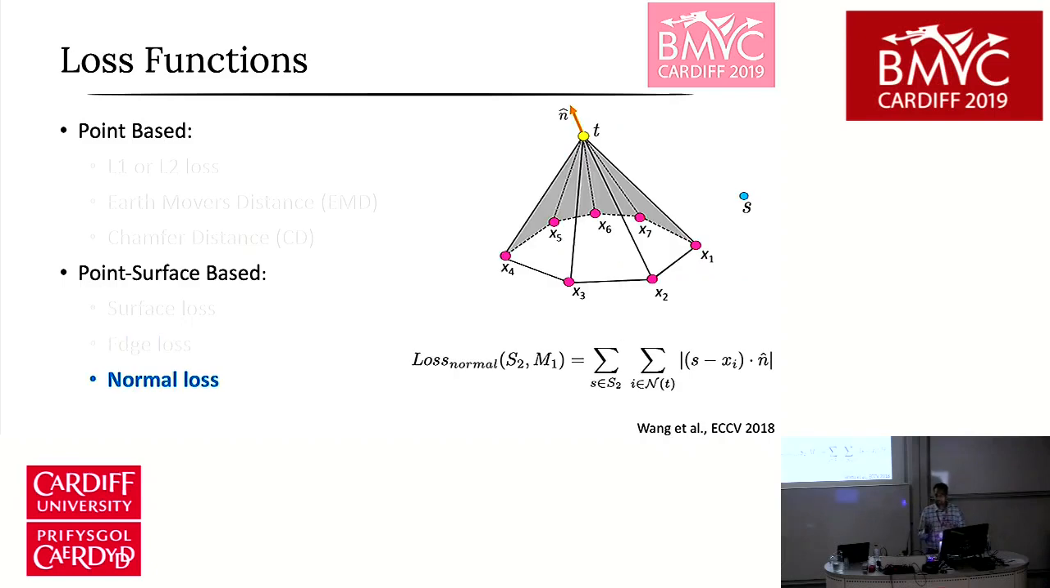Instead of minimizing distances, normal loss minimizes inner product. Essentially, it requires edges between the output point S and the neighbors of its corresponding input point T to be orthogonal to the normal vector.